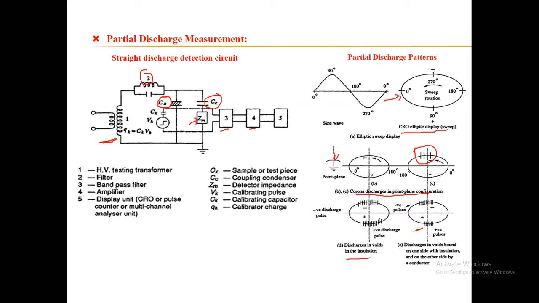Here is a point to be considered. If you look at this generating circuit, it is used to produce the apparent charge, whose magnitude is considered equal to the discharge magnitude released by this sample.